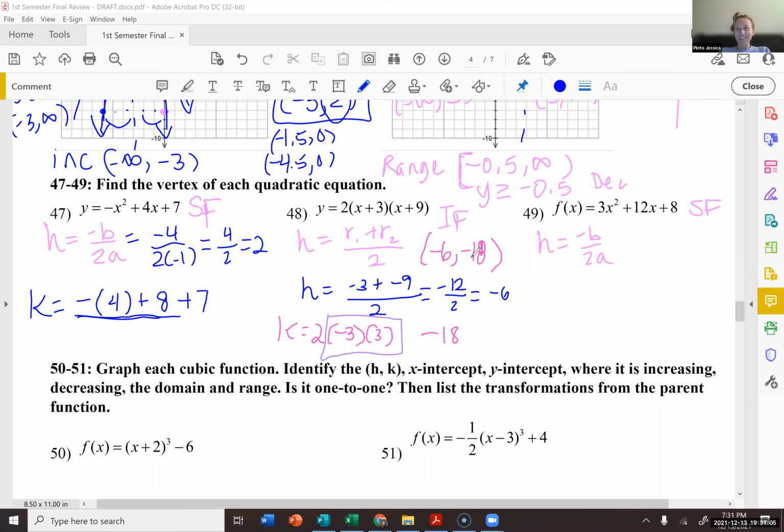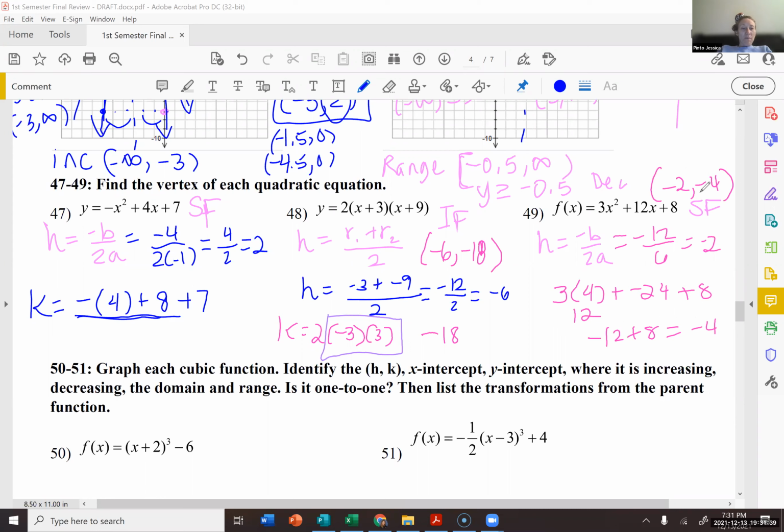Oh my gosh, I started writing the wrong number. All right, in 49, that's going to be -12 divided by 6, which is -2. Plugging that in, 3 times 4 plus -24 plus 8. That's 12 minus 24, so -12 plus 8, which is -4. So my final answer here, -2, -4.